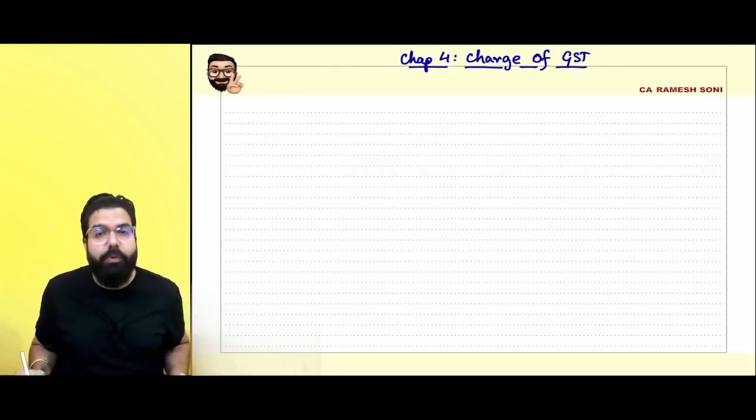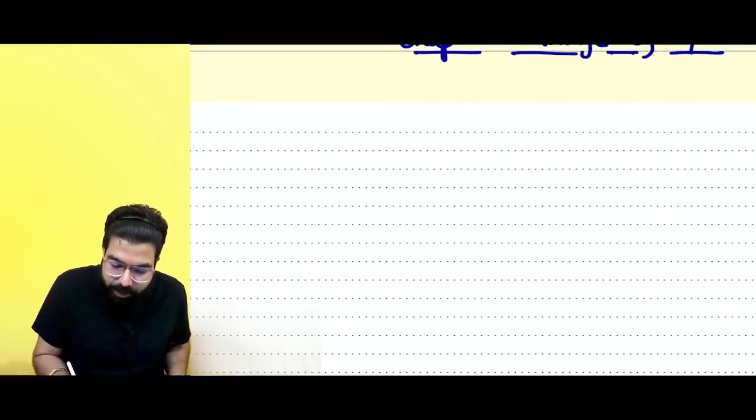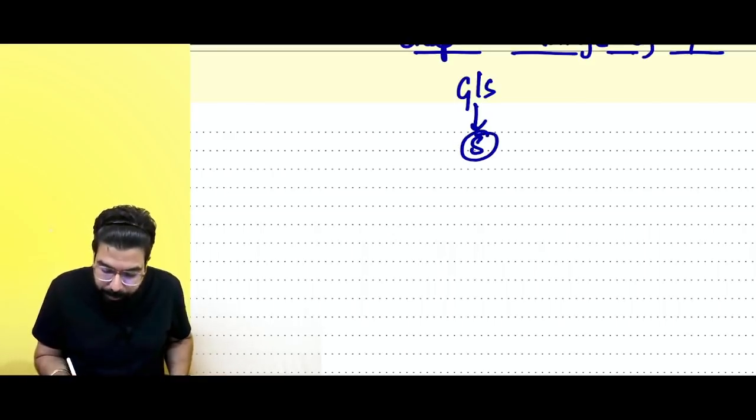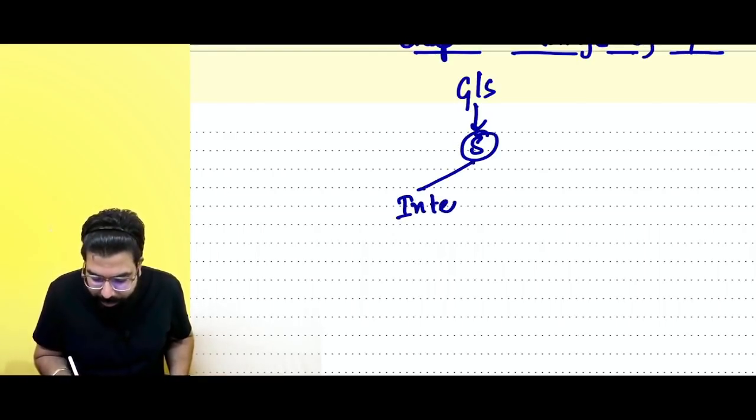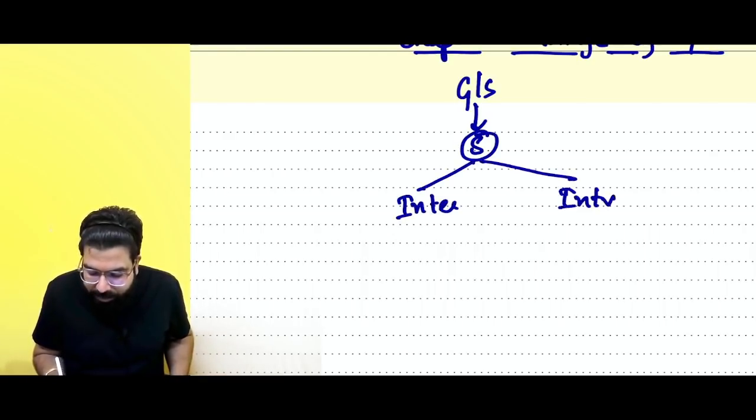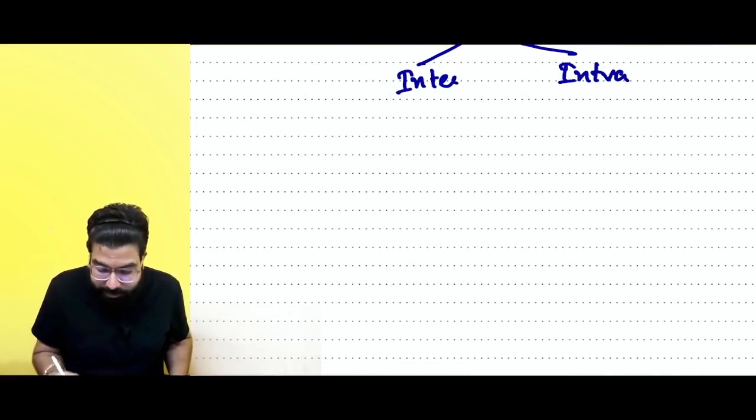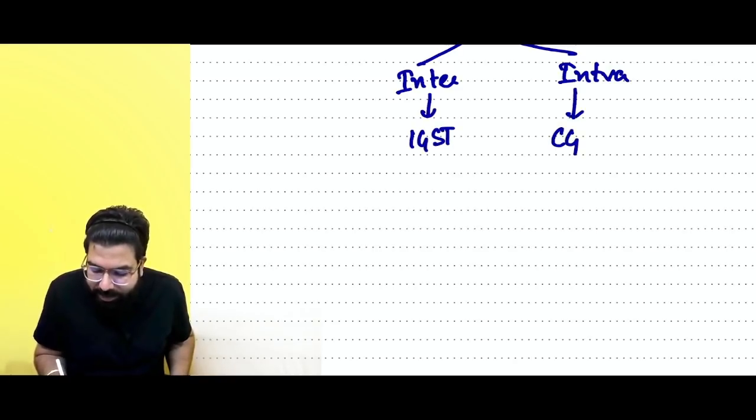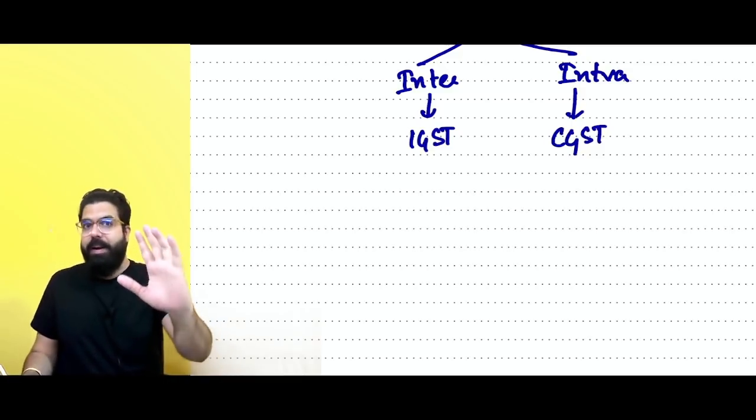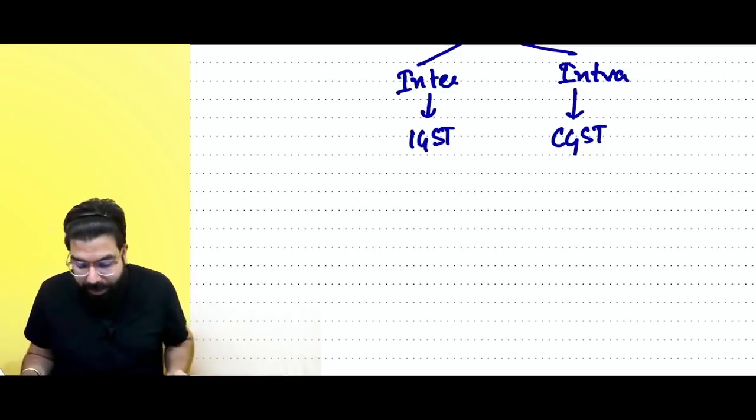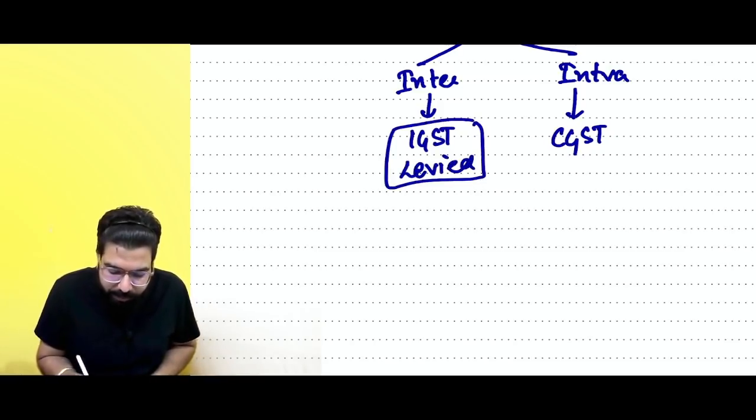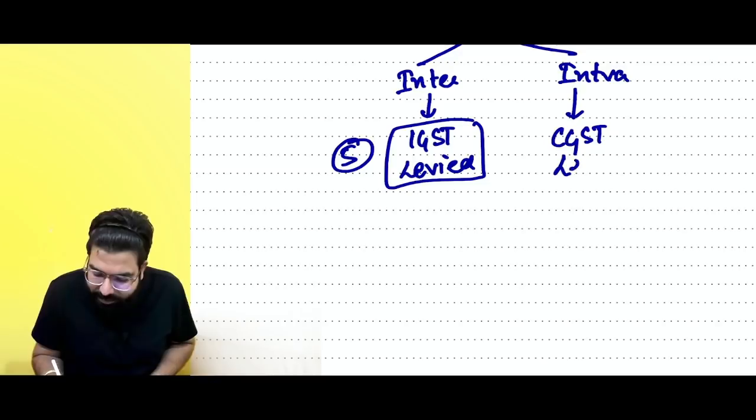Let me go ahead and give you a quick linking of the chapter. We started learning GST with goods or services. Goods or services has to be supplied. Supply can be either interstate supply or intrastate supply. On interstate supply, IGST will be levied. On intrastate supply, CGST and SGST will be levied. We are not talking about SGST because it's not part of our syllabus. Now, IGST is levied under section number 5 of the IGST Act. CGST is levied under section number 9 of the CGST Act.